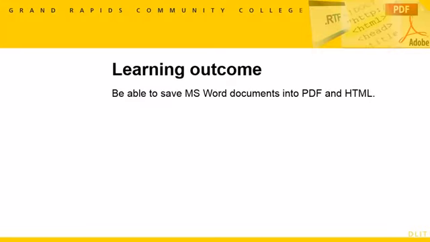PDF is widely used on the web for course content. It is a good format to consider for course content as the software to view it is already installed on most systems. HTML is the most accessible type of content as it does not require additional software to view and works well with screen readers. After watching this video, you should be able to save your Word documents as PDF and HTML.